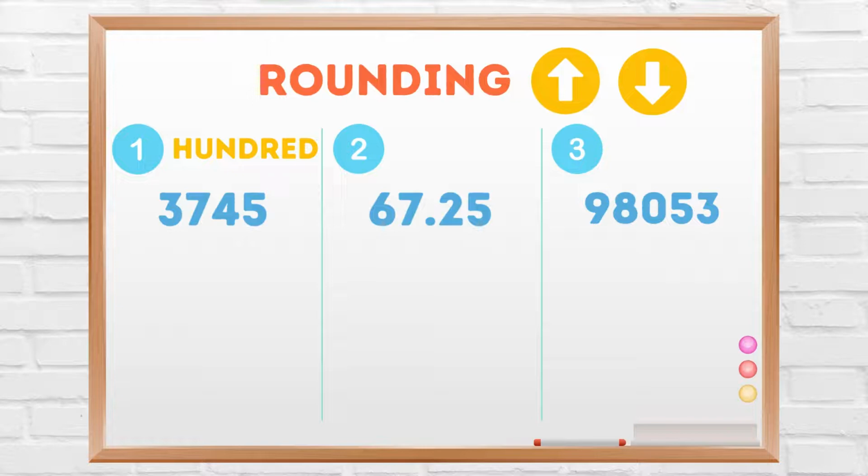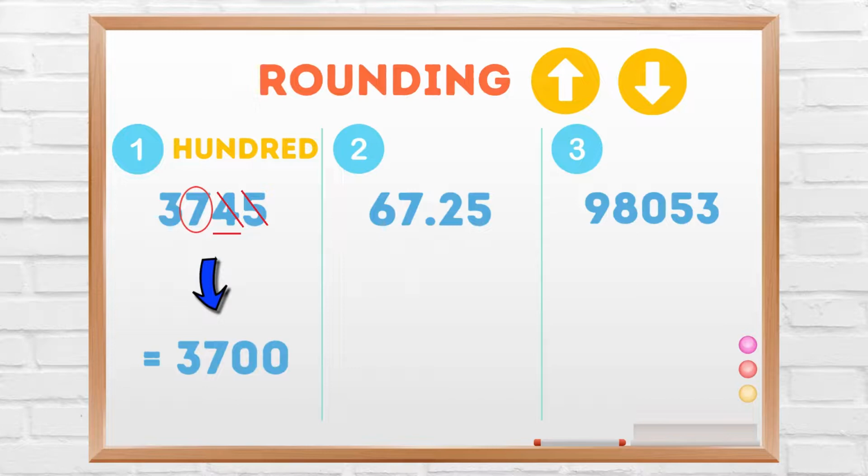Okay, so we need to find the rounding digit in the hundreds column, which is 7. The number to its right is 4. Because 4 is less than 5, we don't change the rounding digit. The rest of the numbers to the right of the rounding digit become 0. So 3,745 rounded to the nearest 100 is 3,700.